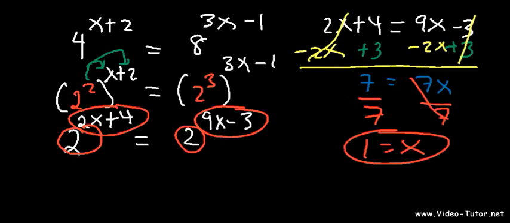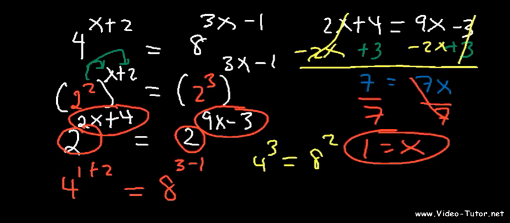And let's check it. Let's see if the answer is right. So if we plug in 1 for x, it's going to be 4 to the 1 plus 2 is equal to 8 to the 3 times 1 minus 1. So we have 4 to the third power is equal to 8 squared. 4 to the third power, 4 times 4 times 4, is 64. 8 times 8 is also 64. So x is indeed 1.